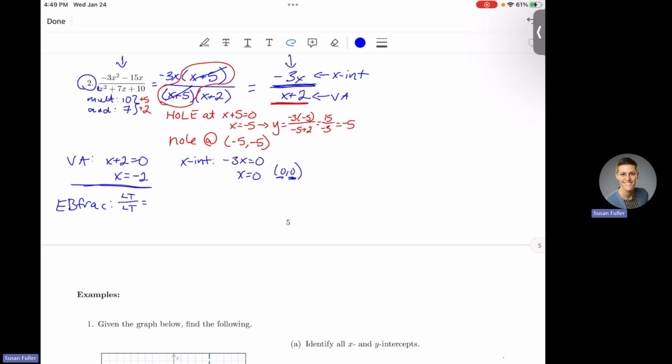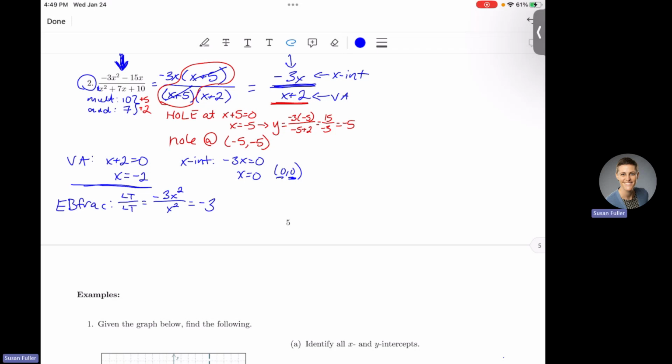So I'll just go with the original, right? So let's look at our original here. My leading term on the top of my original, my biggest bully on the playground up there, is negative 3x squared. And the biggest bully on the playground on the bottom is x squared. If we simplify that, negative 3x squared over x squared, the x squareds cancel, and I'm left with negative 3 over 1, or just negative 3.